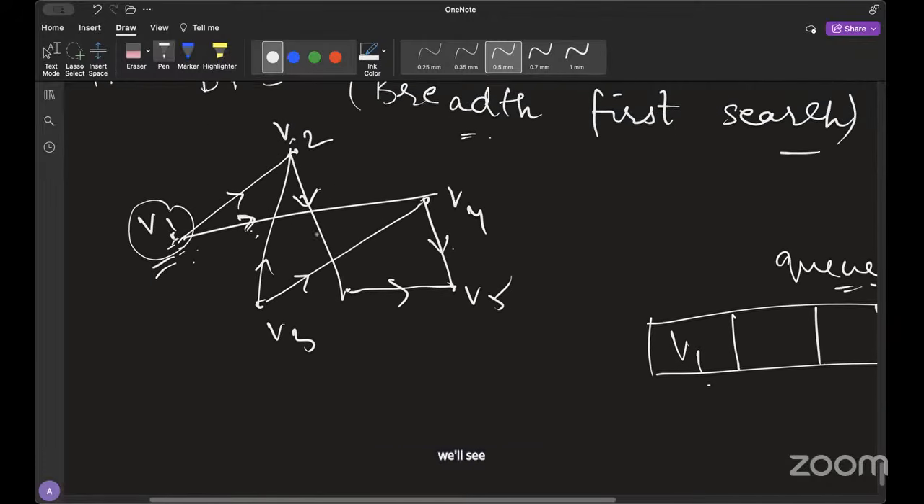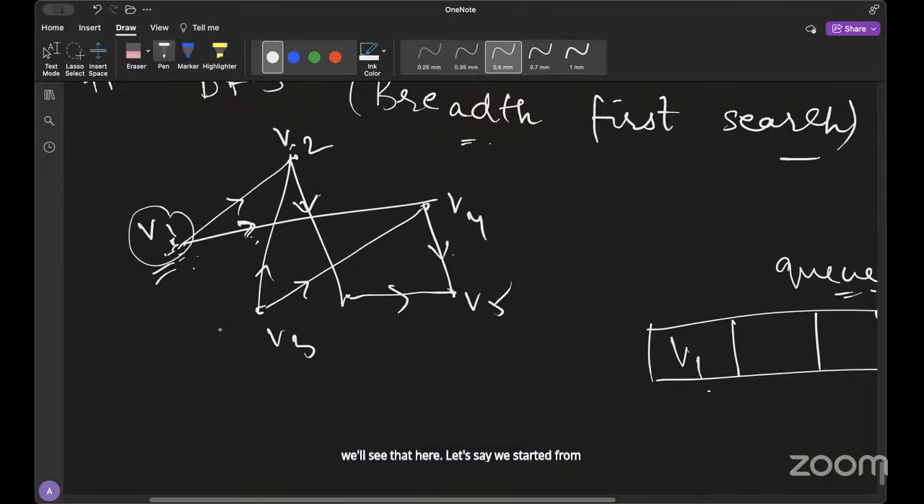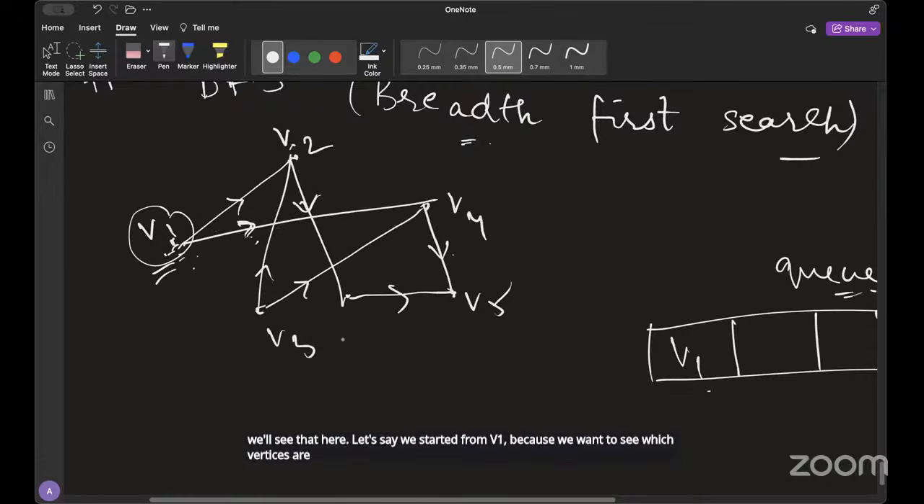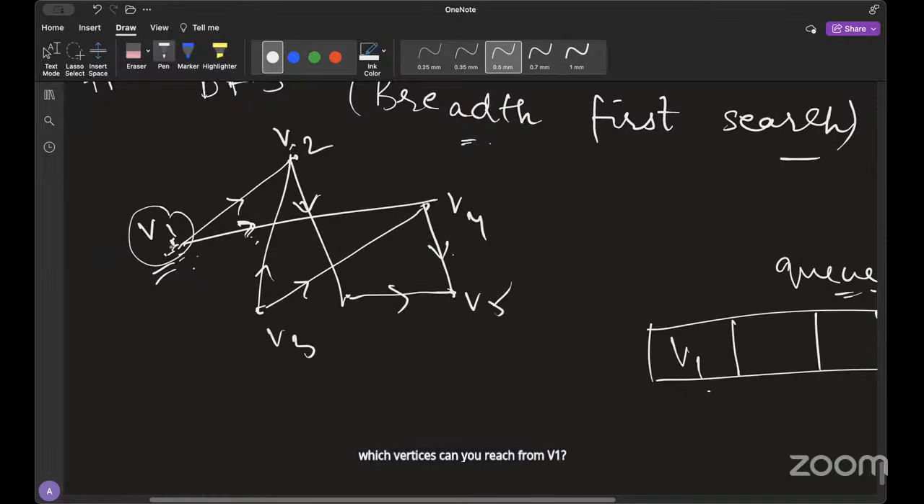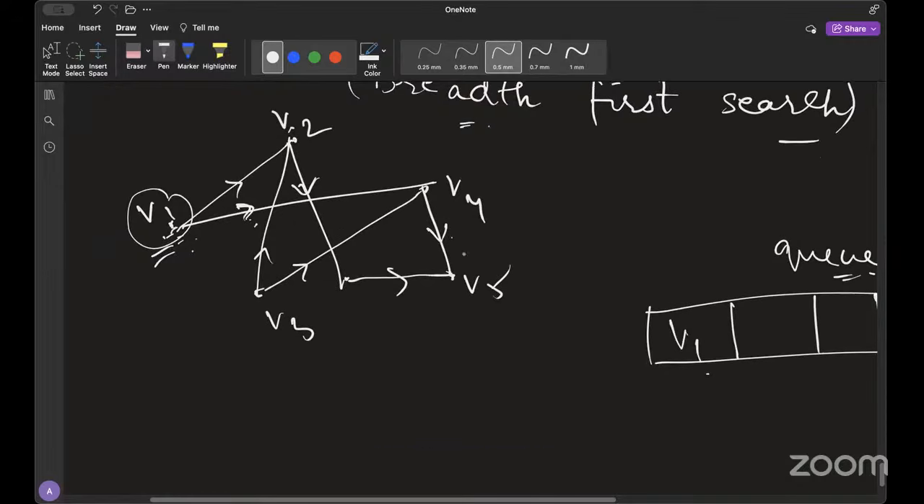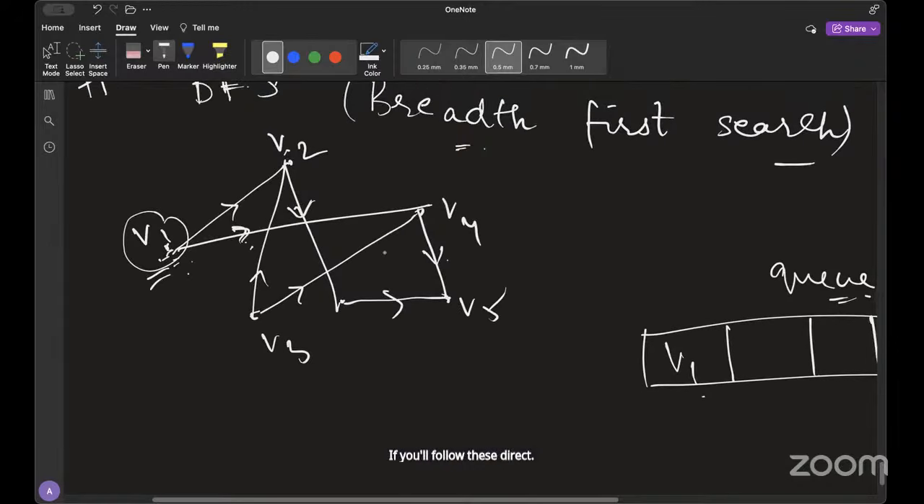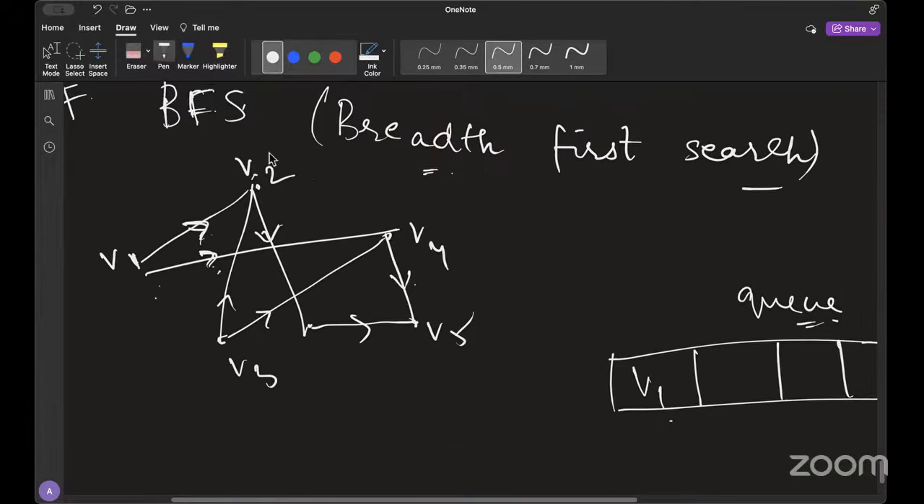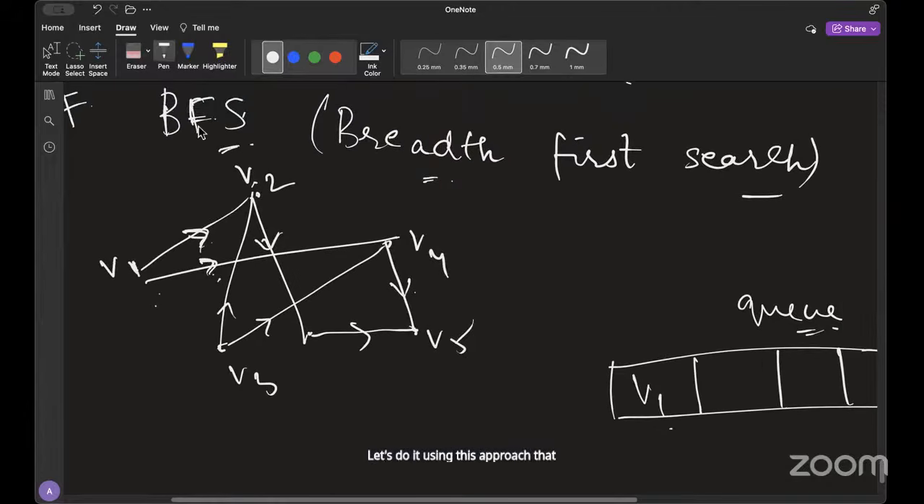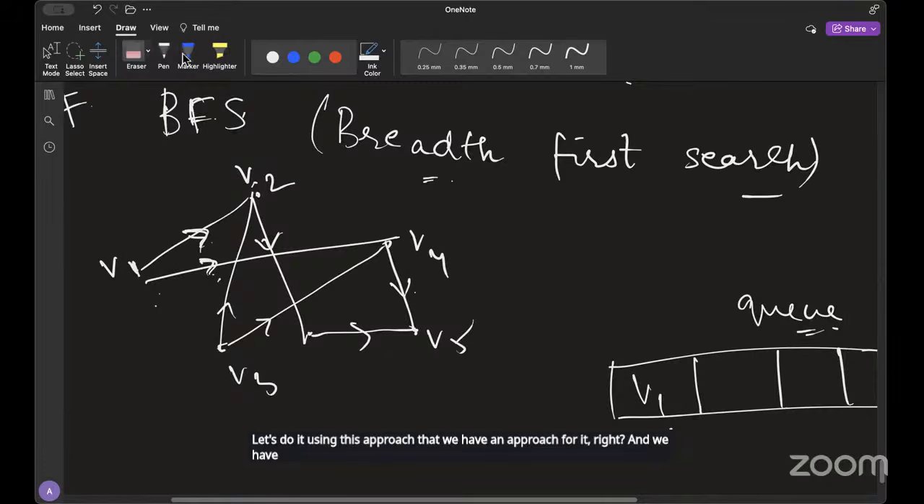We'll see that here. Let's say we started from V1 because we want to see which vertices you can reach from V1. V2 and V4. Okay, let's see. Let's do it using this approach. We have an approach for it, right? And we have to see how this approach works.